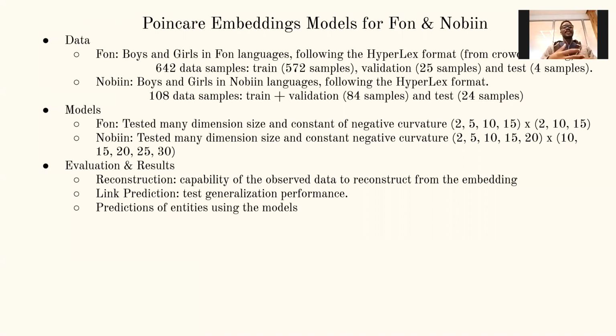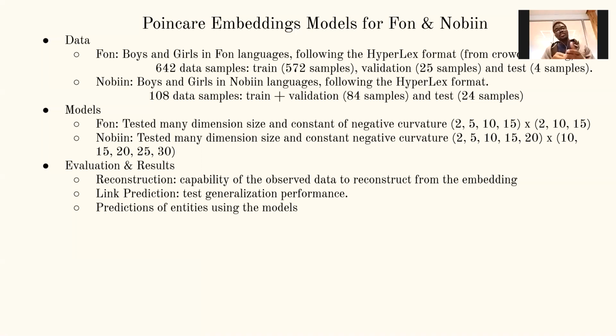We did the same for Nobiin, but we had fewer data entries. To train the models, we used many dimension sizes and many constants of curvature, for both Nobiin and Fon. Then we evaluated the results by computing the reconstruction capacity, which is the capacity of the observed data to be reconstructed from the embedding, as the authors described it, and the link prediction, which tests the general performance of the model.